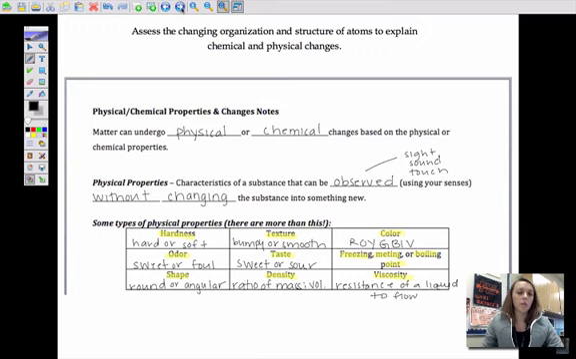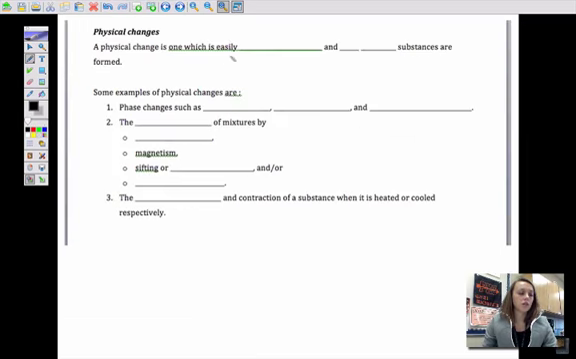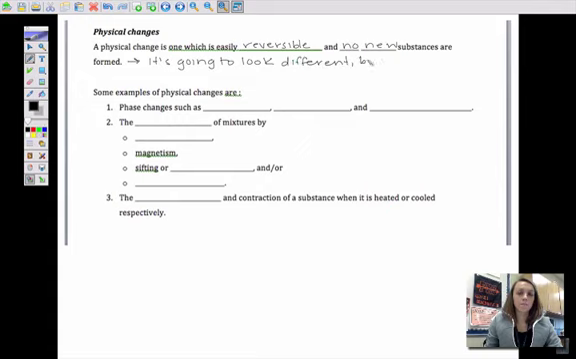So if these are the physical properties of an object, then what's a physical change? Well, a physical change is one which is easily reversible and no new substances are formed. So to put it in more kid-friendly terms, it's going to look different, but it's not going to be different. So again, it's not going to be different, it's just going to look different.